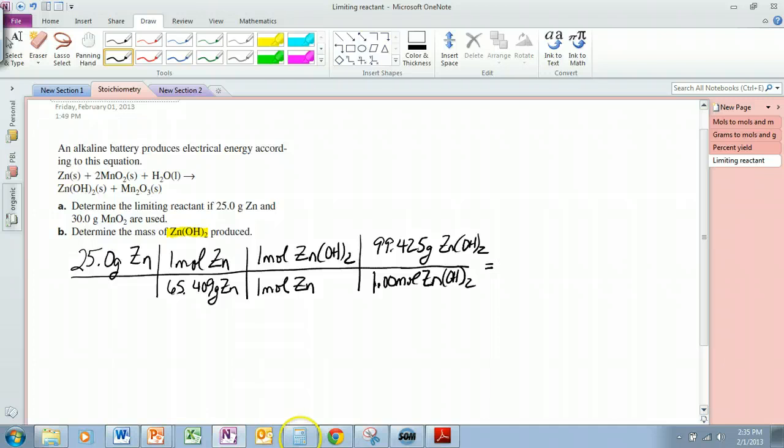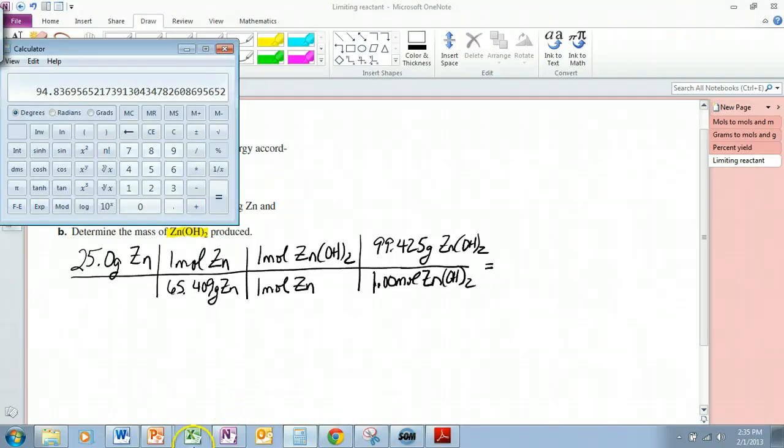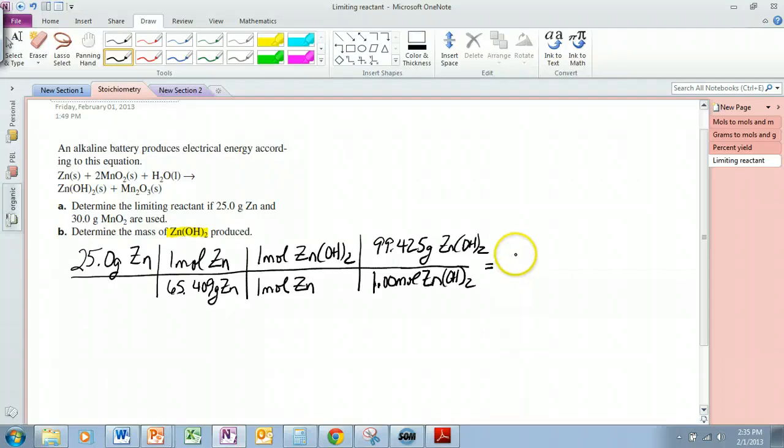So let's calculate this out. Again, I like to clear the calculator, you don't have to. So it's going to be 25.0, we're going to divide that by 65.409. We're going to multiply and divide by 1, and then we're going to multiply by 99.425 equals, and we get 38.00 grams. And I am going to carry an extra significant digit here. I'm not going to round at all. I just want to see which one of these runs out first. So there's my first calculation.